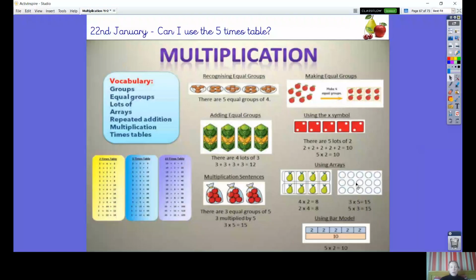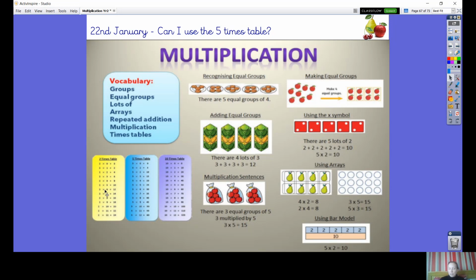We're going to be having a look at our 5 times table today. So again, it's our last lesson in our multiplication unit, and our vocabulary is going to be groups, equal groups, lots of, arrays, repeated addition, multiplication and times table. And you are really good now at recognising our equal groups and making them, adding those together, using that multiplication symbol and creating multiplication sentences. We're looking at building our arrays and linking some of this to our bar model.